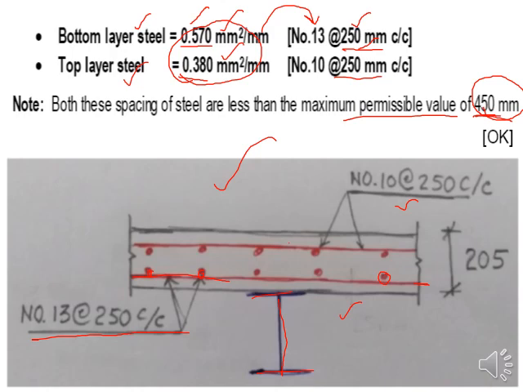So the total depth you have to show is equal to 205, including the bearing surface and the bituminous layer. So this is 205. That is what you have to provide, the top layer steel and the bottom layer steel.